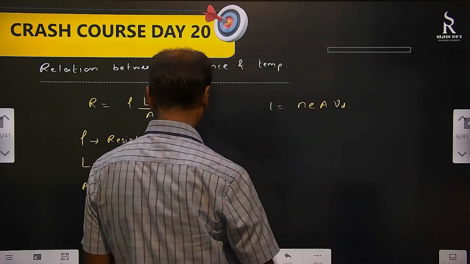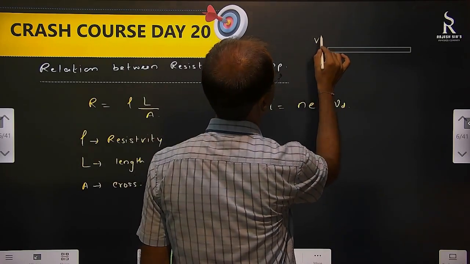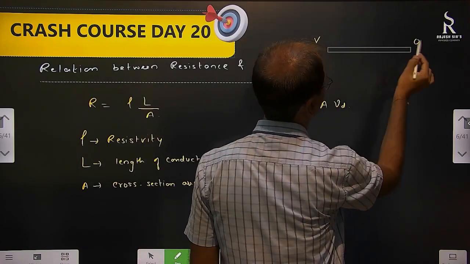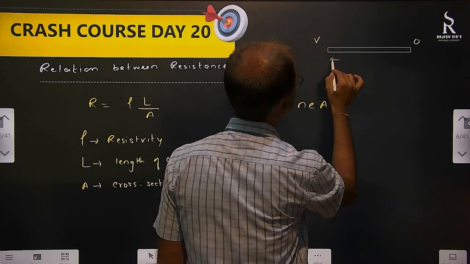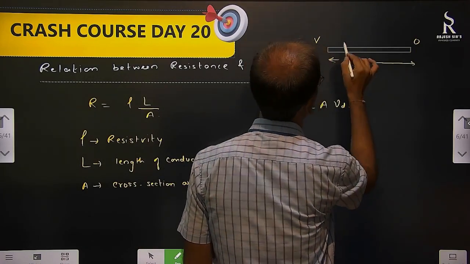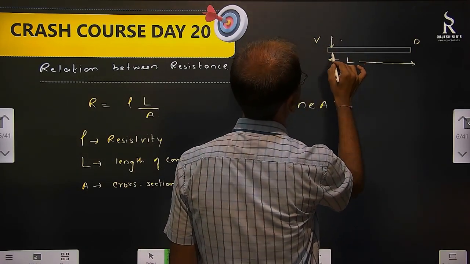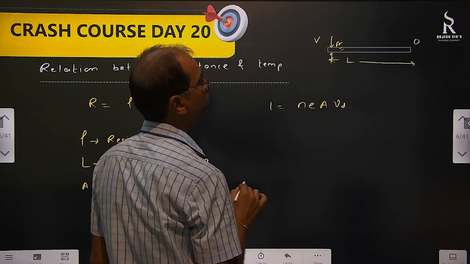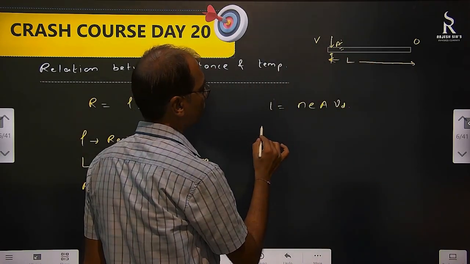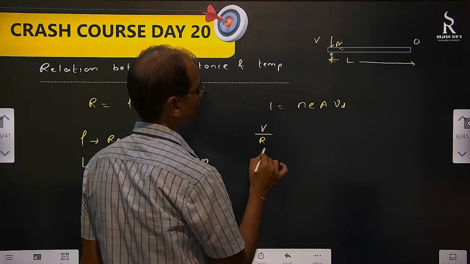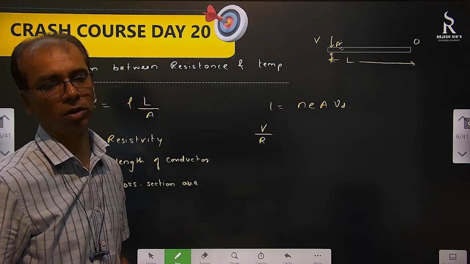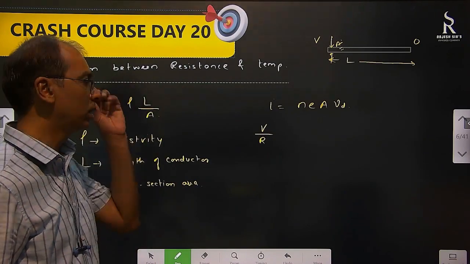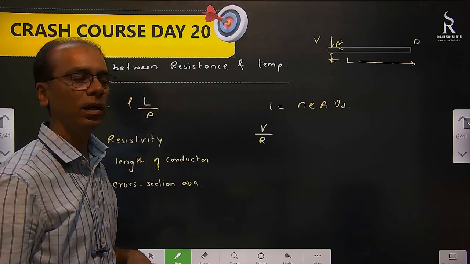Okay, now suppose that here potential is V and here potential is 0. That means potential difference across this is V. This is L, length, and area of cross section we take as A. So this I value I am writing as V by R. From which law? Ohm's law. Ohm's law we have seen already, right? So I equal to V by R.